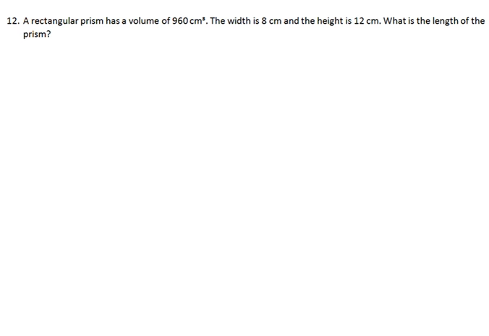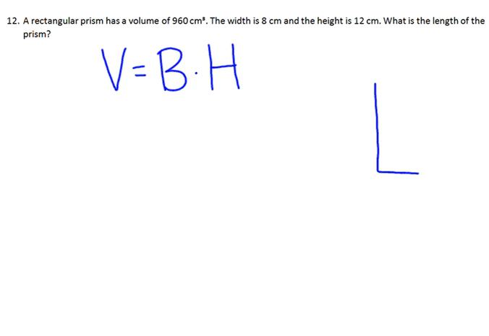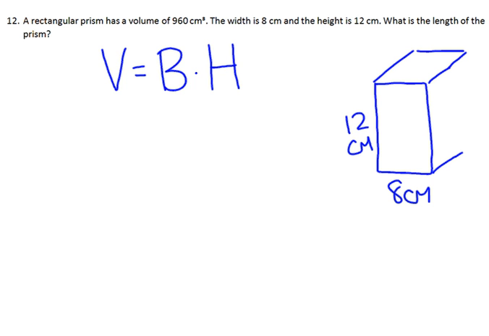A rectangular prism has a volume of 960 cubic centimeters. We have a width of 8, a height of 12, and we need to find the length. So just like before, we're going to use our 4-step process. Volume equals area of the base times the height of the prism. We can also sketch this out if we have a height of 12 and a width of 8. We're trying to find the length right here.